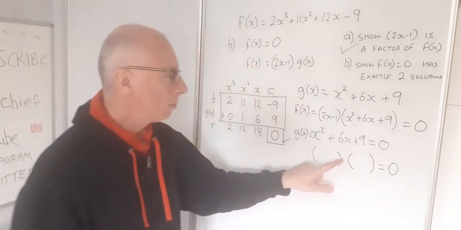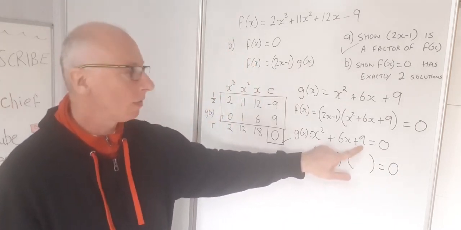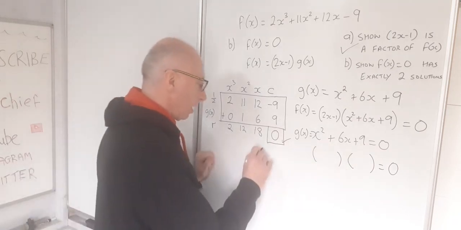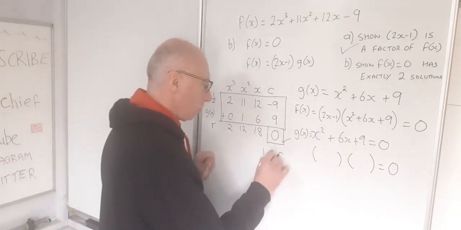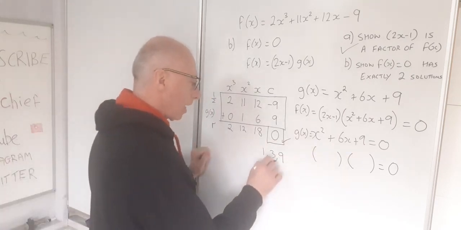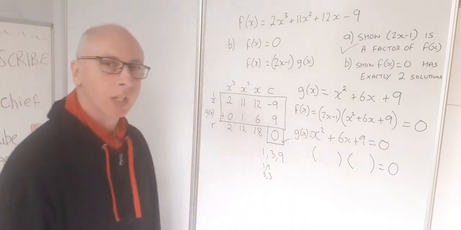I need 2 numbers here for my constants, which when multiplied together give me positive 9. So I've got 3 options for that. I've got 1, 3 or 9. They're my factors of 9. So I can have 1 and 9 together, or I can have a 3 and a 3.